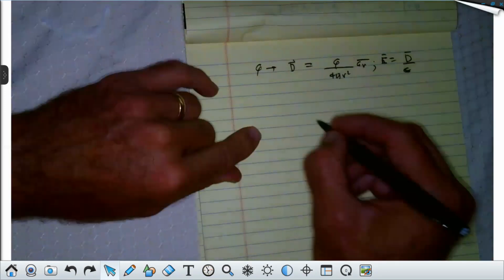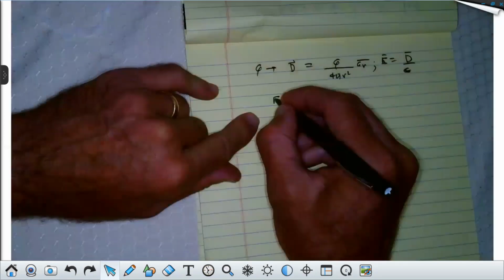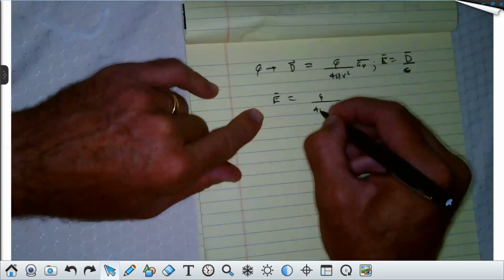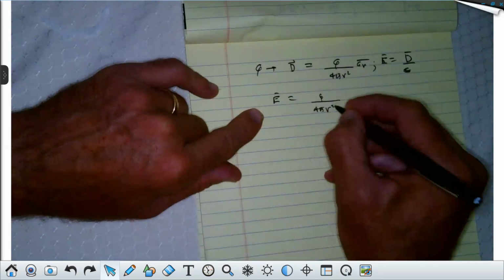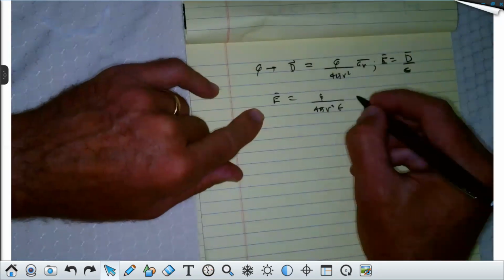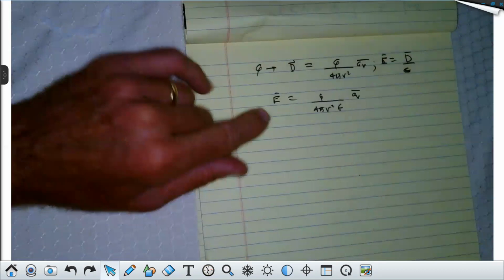So in our case, if epsilon is a constant, E will be just Q over 4 pi R squared epsilon. And if it's a constant, just be epsilon between the plates and would be in the AR direction. Do you all see what I'm talking about?